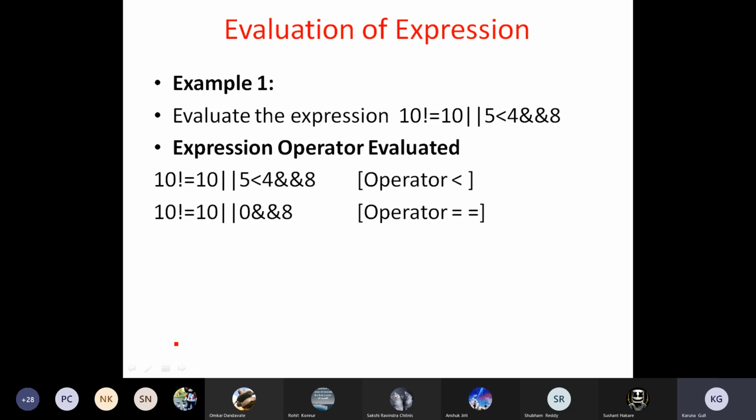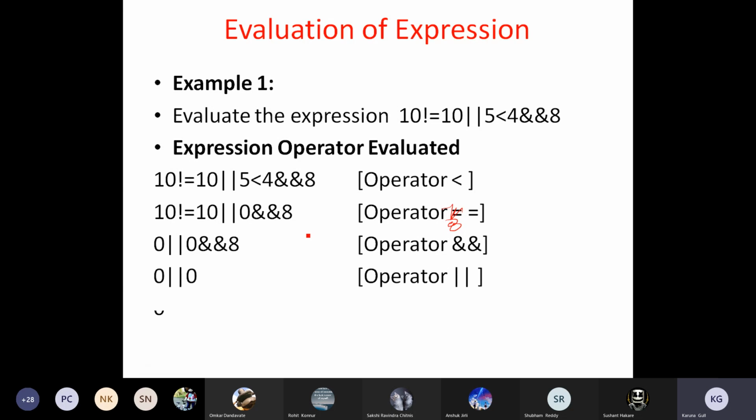Lesson is done first. So next you have the and operator. Here it is simply not equal to. This is not equal to. Next you have this, then and will be done. This is the final answer. Is it okay? Yes, ma'am.